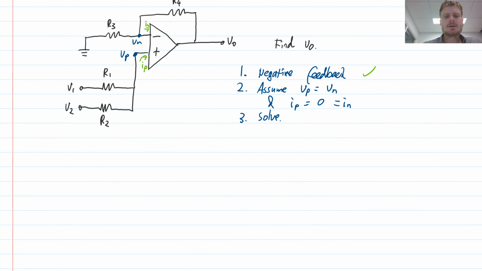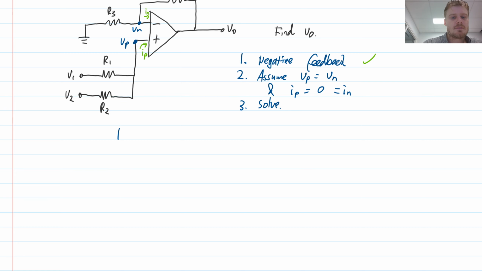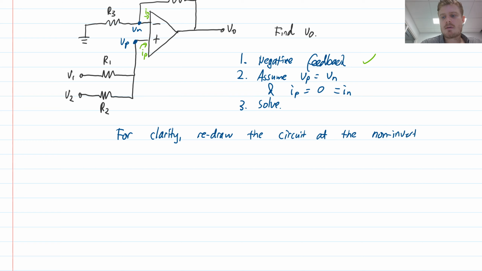Now, the only thing that might be a little bit tricky here is actually how do I solve for VP? Because once I know VP, then it's straightforward from that point onwards. And just in case this connection of two inputs here is a little bit confusing, I'm going to redraw this in a way that might make it a little clearer. So for clarity, redraw the circuit at the non-inverting input.